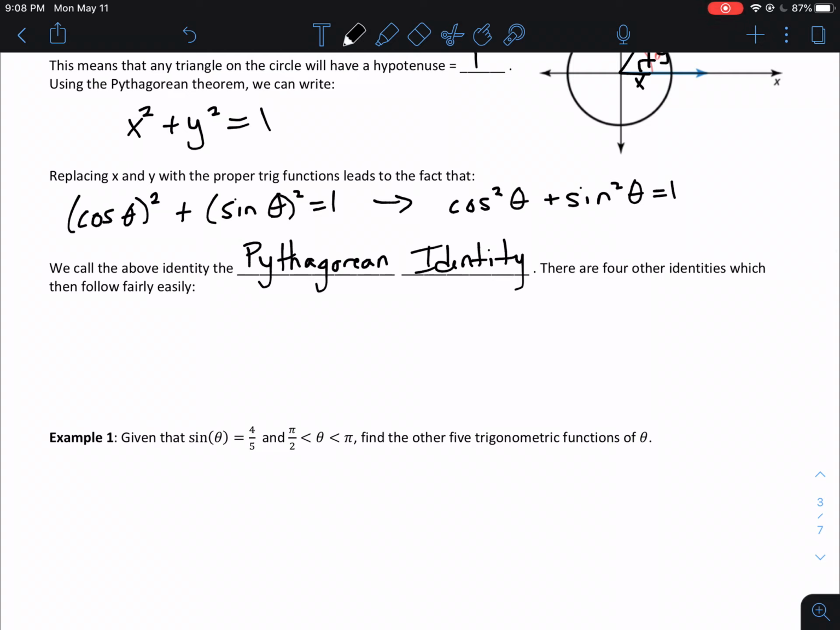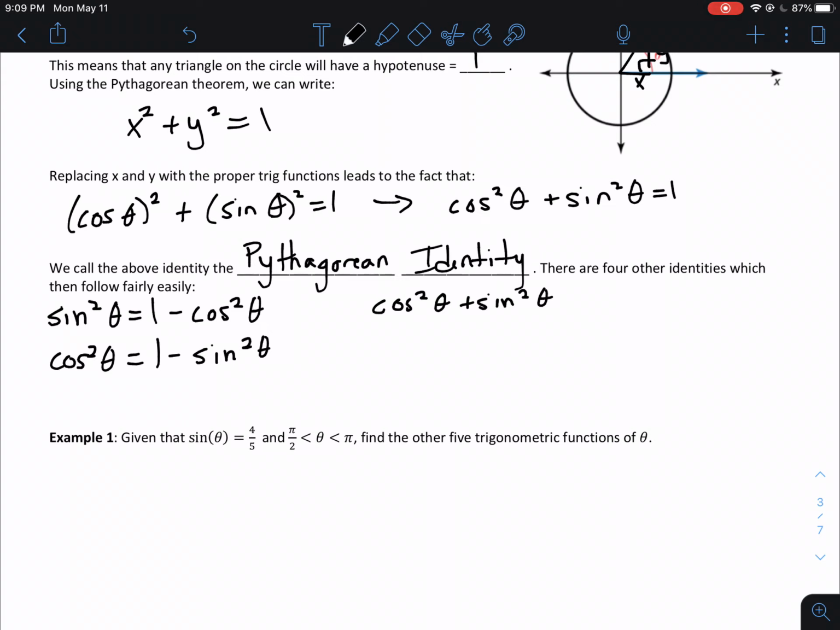2 of them are pretty easy. If you think about subtracting cosine squared theta from the right side of that equation, then you get the new identity that sine squared theta is equal to 1 minus cosine squared theta. If you do sine instead, so if you subtract sine squared theta from each side, then you now have cosine squared theta left on the left side is equal to 1 minus sine squared theta. So those are pretty easy. Just subtract either cosine or sine, and you get 2 new identities. The other 2 are a little bit trickier to get, but not too bad. So let's start with our original Pythagorean identity.